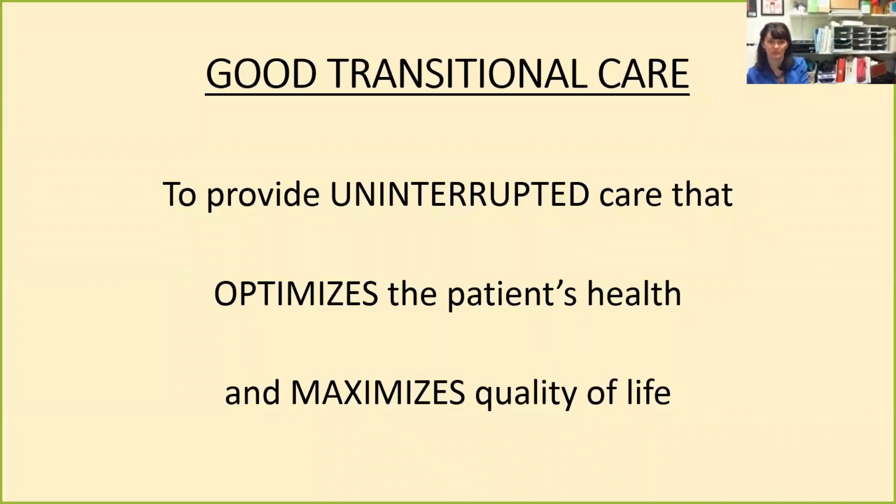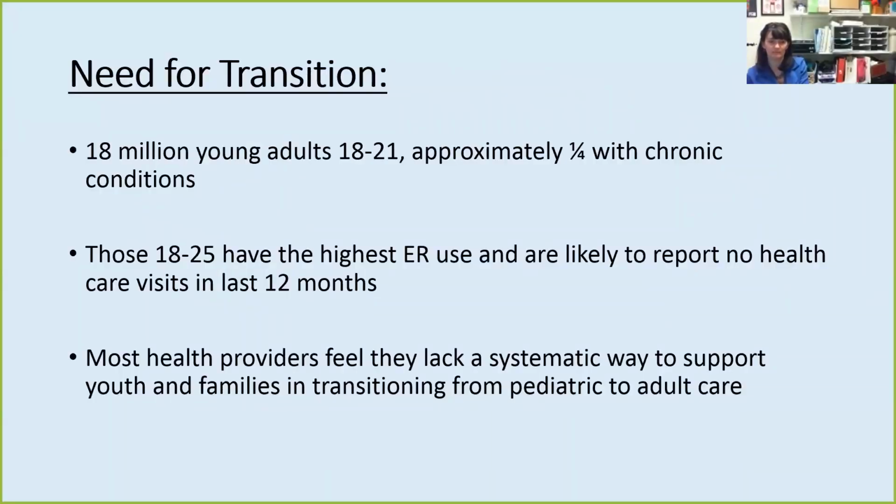So what does good transitional care look like? Well, the goal is to provide uninterrupted care that optimizes the patient's health and maximizes their quality of life. What about the need? There are 18 million young adults in this country, 18 to 21 years of age, and approximately a quarter of them have chronic health conditions that will need to eventually receive adult-oriented care. Those 18 to 25 have the highest ER use and are likely to report no healthcare visits in the last 12 months. And most health providers feel that they lack a systematic way to support youth and families in transitioning from pediatric to adult care.